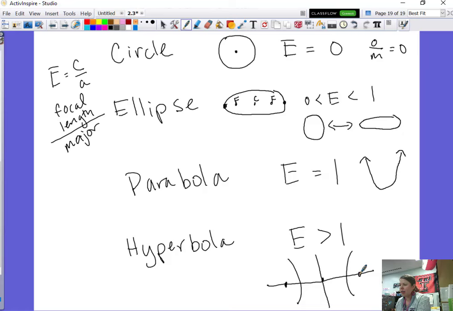And so then if we continue, hyperbola, so now our shape, here's my center, but my focus point is out here. And so C is greater than A. And so C over A is your eccentricity. And so this number should be bigger than 1 now. And so that's kind of a better picture of what's happening with your eccentricities.